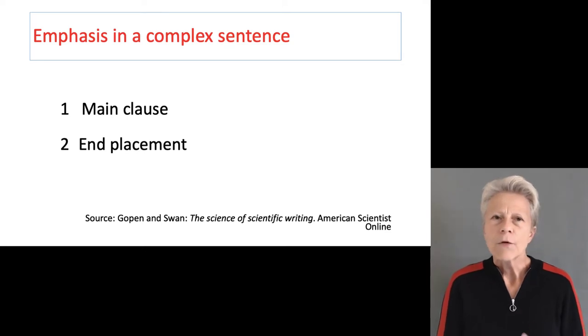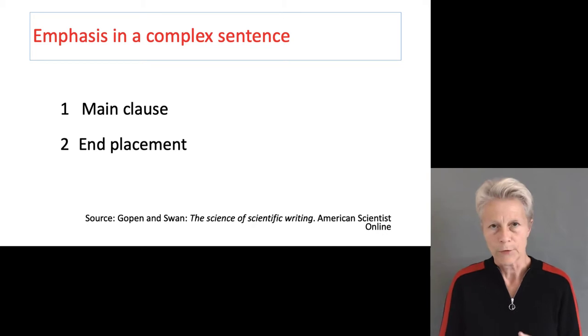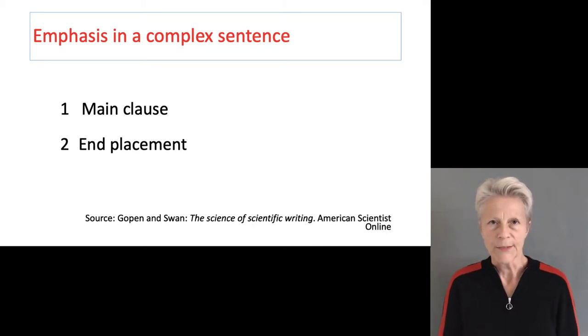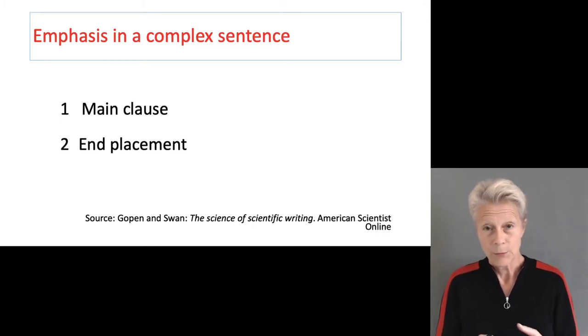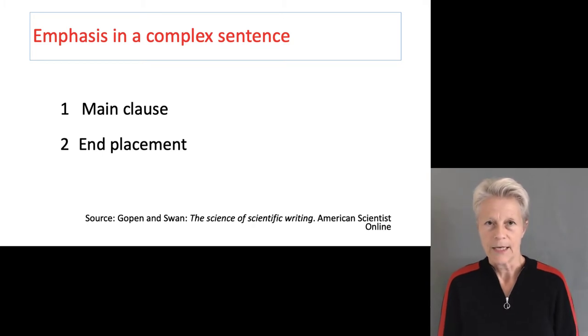A big plus of a complex sentence is the fact that you can put more weight on a specific part of your message. You can kind of highlight it by your grammar. Now, how? Well, it's quite simple. Put your most important statement in the main clause and put it in the end position. The examples I will give here to illustrate this are taken from Gopen and Swan, their article named The Science of Science Writing. It's available on the website.